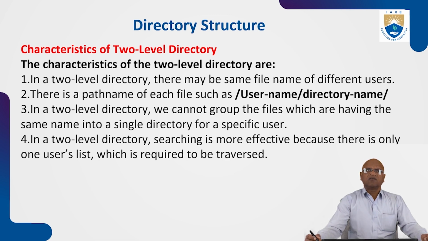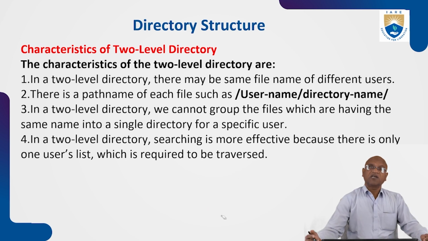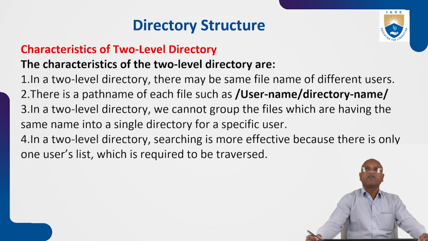users. So this is one user, this is another user. So the file name may be the same, but the users are different. It is possible in this two-level directory because the two users are different. So automatically we can have the same file name for different users.